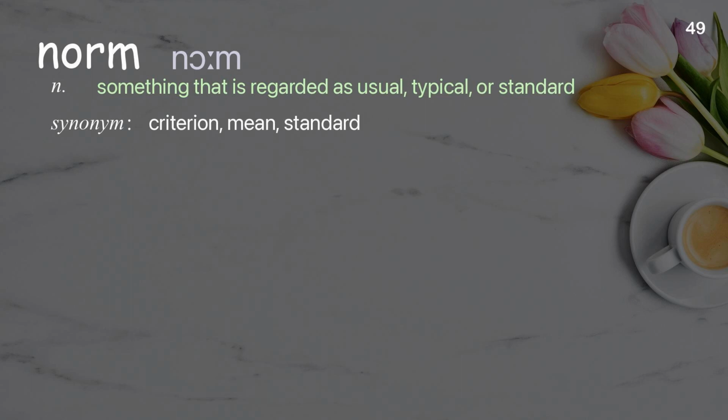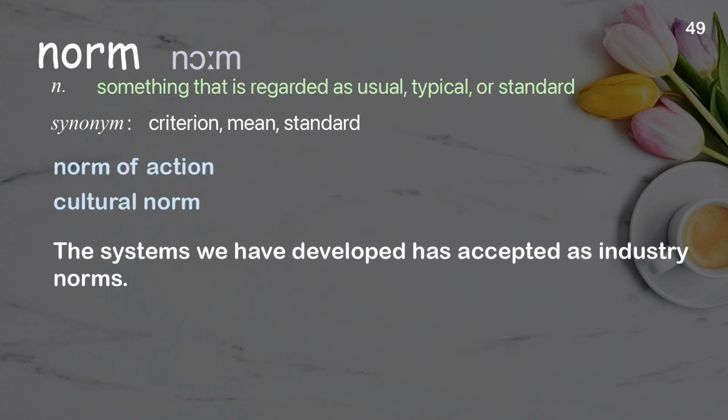Norm. Something that is regarded as usual, typical, or standard. Examples: Norm of action, cultural norm. The systems we have developed have been accepted as industry norms.